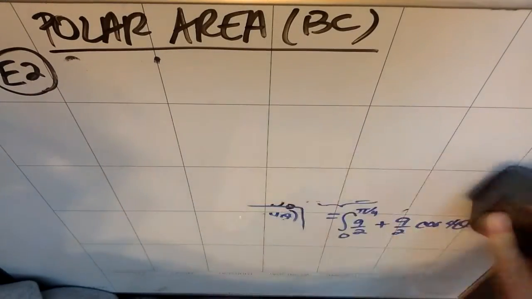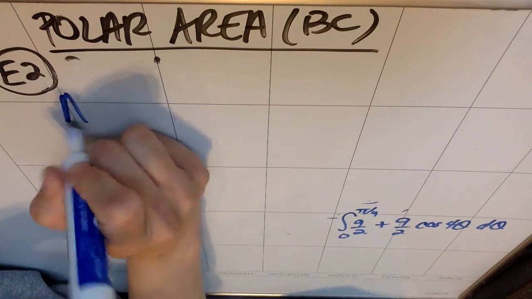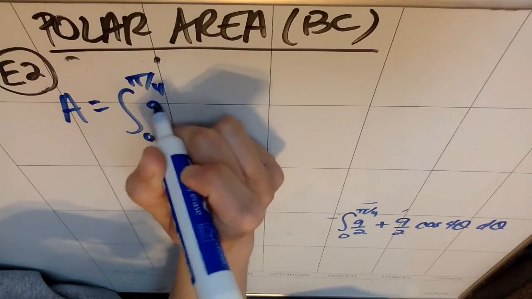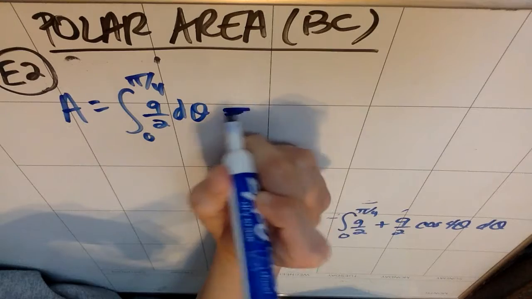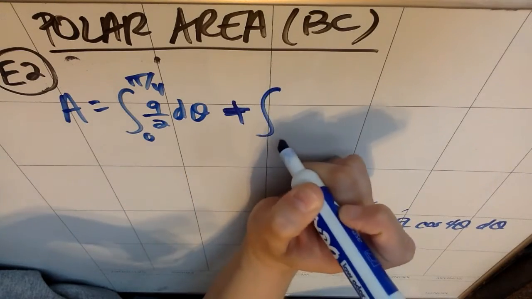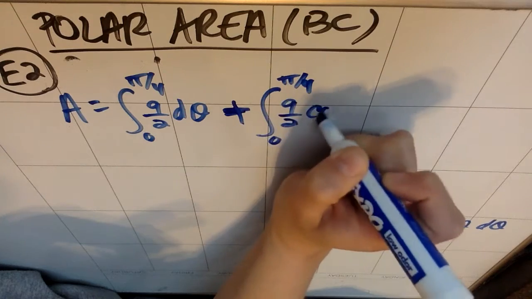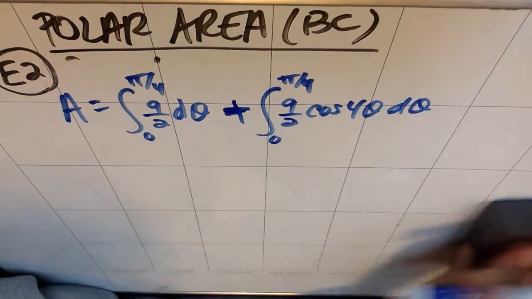So what's going to happen is if we recopy up here, I'm going to get that my area is the integral from 0 to pi over 4 of 9 halves d theta, which is a straight up power rule, plus the integral from 0 to pi over 4 of a 9 halves cosine of 4 theta d theta. So, that means I can now erase this.